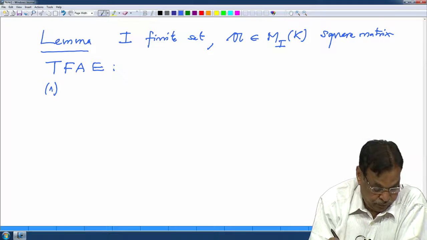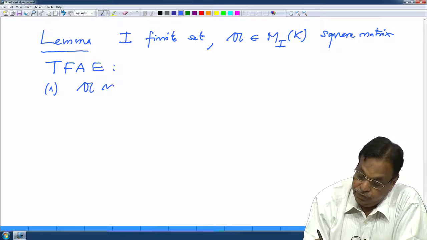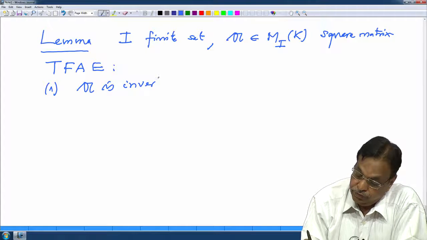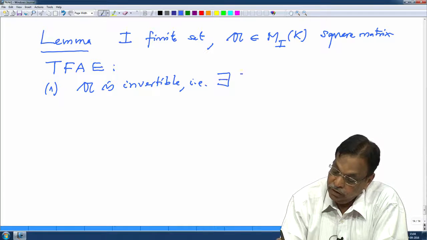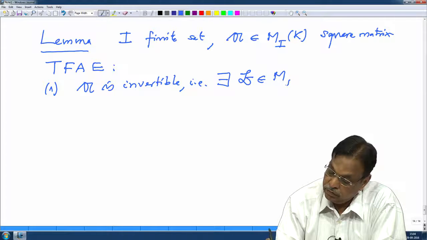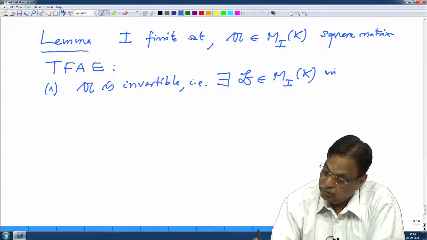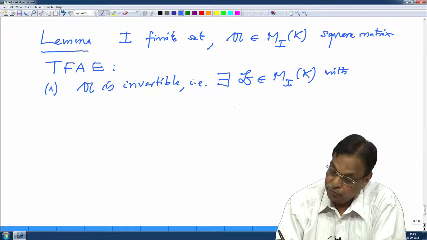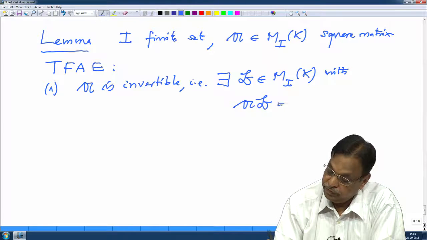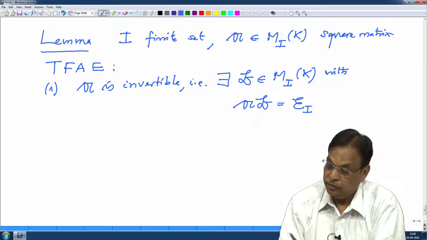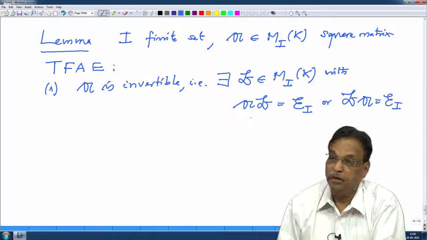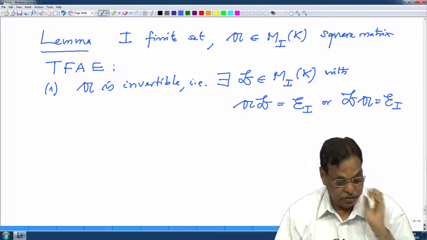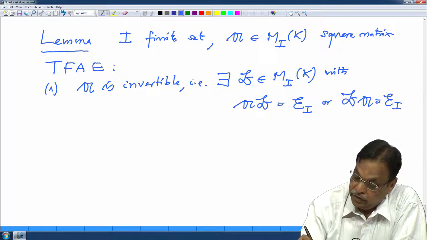1. A is invertible. That is, there exists a matrix B with AB equal to identity. This is enough, or BA equal to identity. This last time we saw. One of them will imply the other, because of finite dimension, I is finite, that is very important.